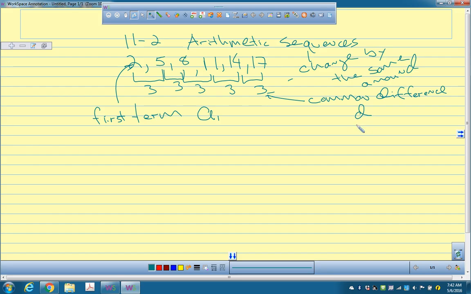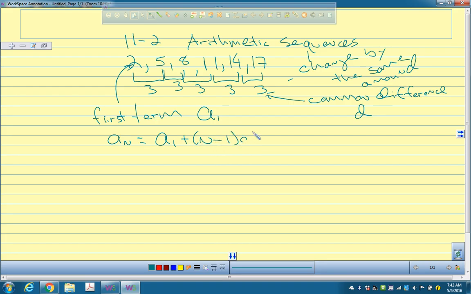It so happens that we could write any arithmetic sequence in this form. A sub n, to find any term, the nth term, A sub n is equal to A sub 1 plus n minus 1 times D. So this is a very good formula to know, and this is kind of what we were leading into yesterday, okay? It's an easy way to find the nth term.